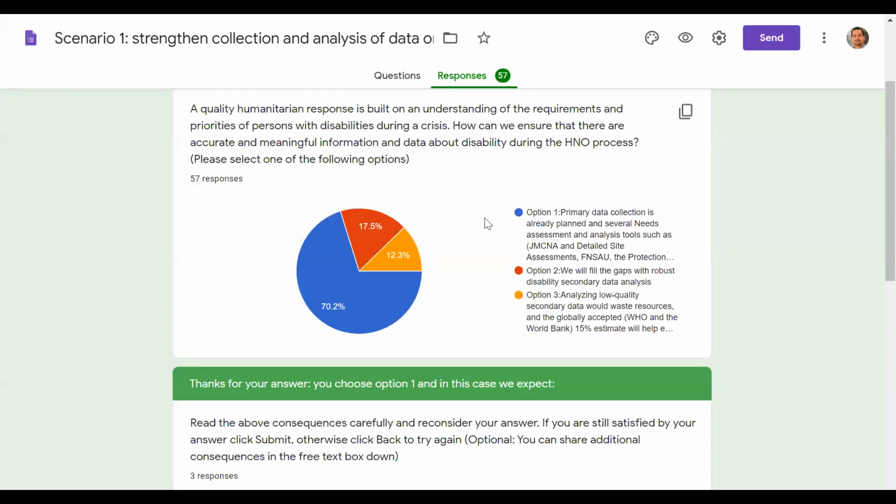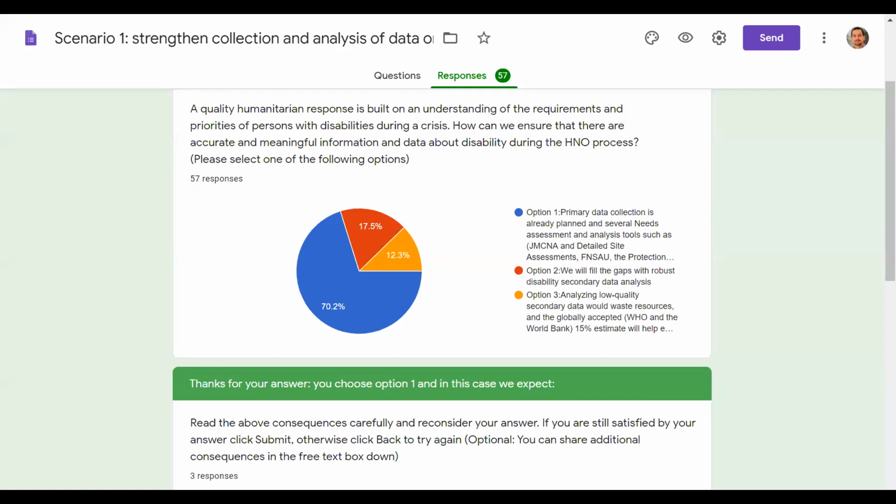It also doesn't necessarily shed any light on particular programming factors. There might be more people than 15% that are impacted. There might be more than 15% that have issues with WASH, or more than 15% that have particular health issues or other sectoral needs.